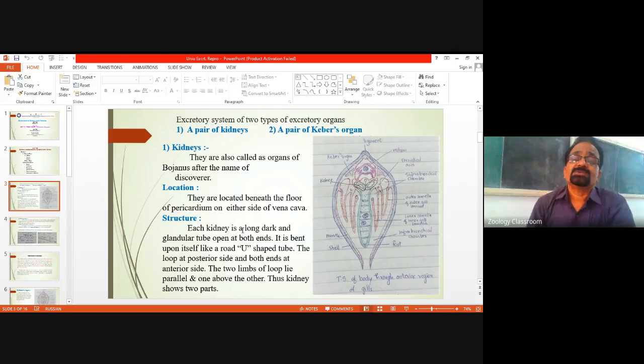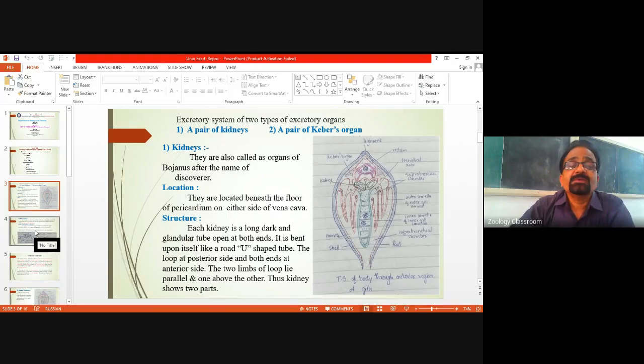Now the structure shows each kidney is a long, dark and glandular tube that opens at both ends. How it opens at both ends, that we are going to see. It is bent upon itself like a U-shaped tube, like a road bend. The loop is on the posterior side and both ends are on the anterior side. The two limbs of the loop lie parallel to one another, thus the kidney shows two parts.